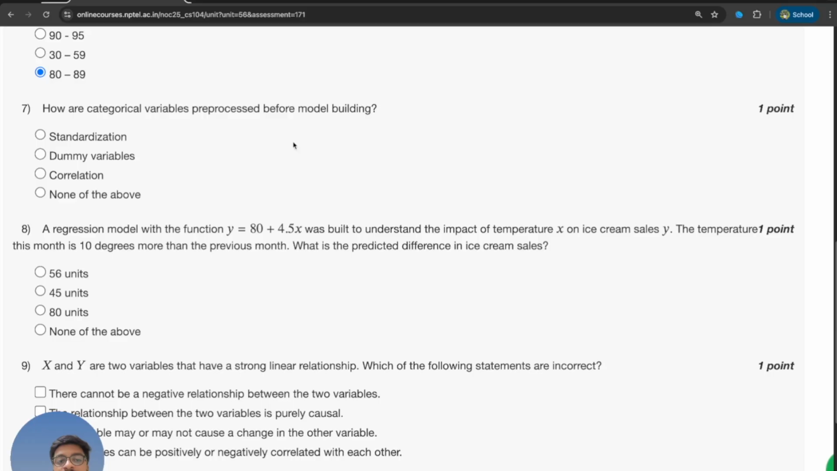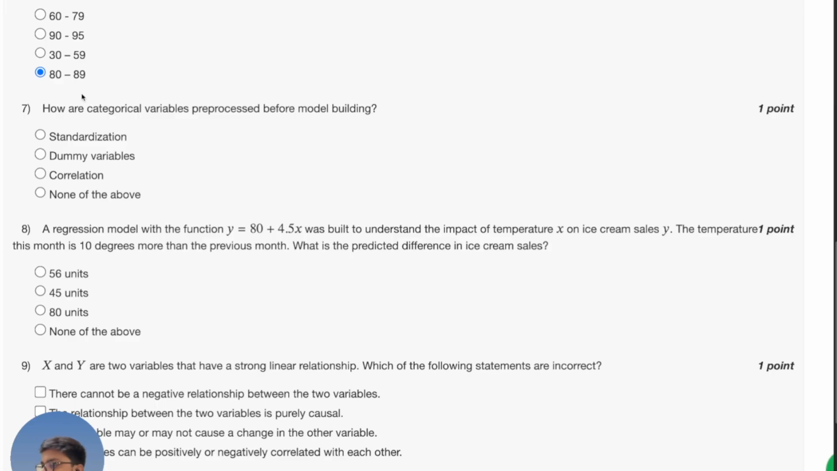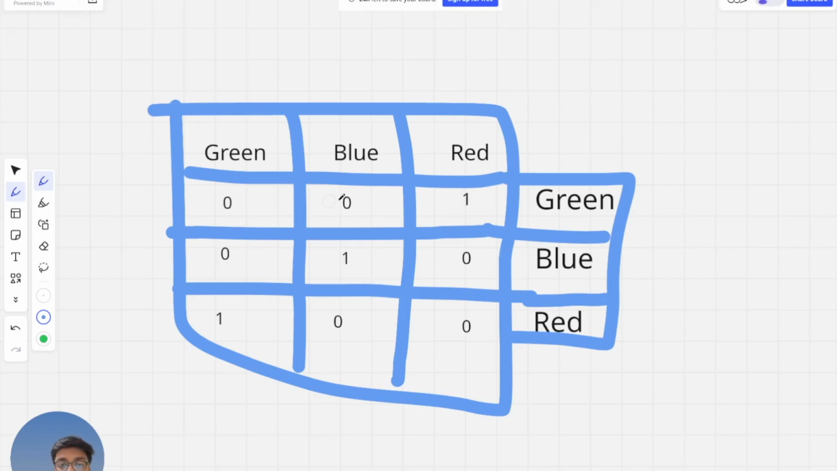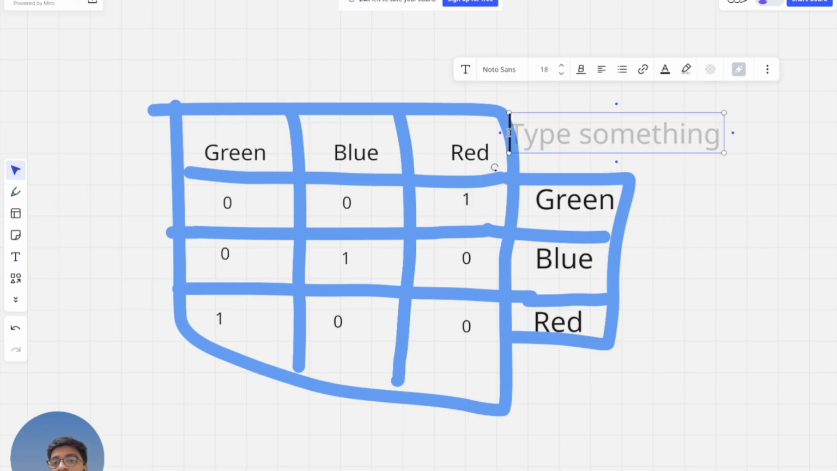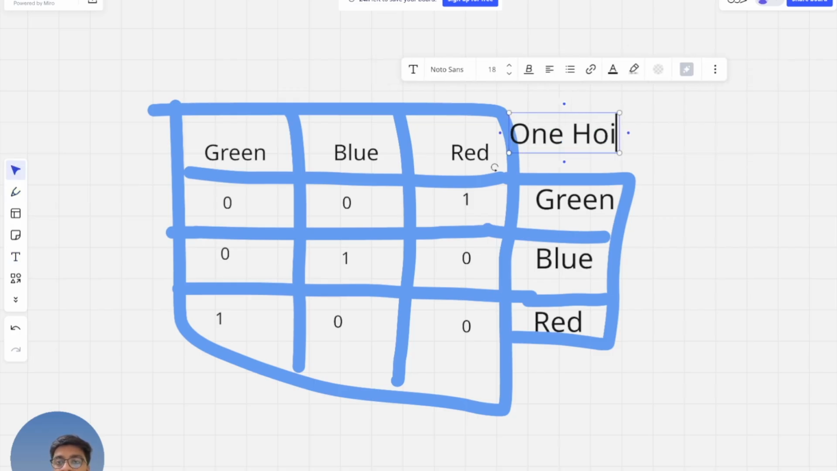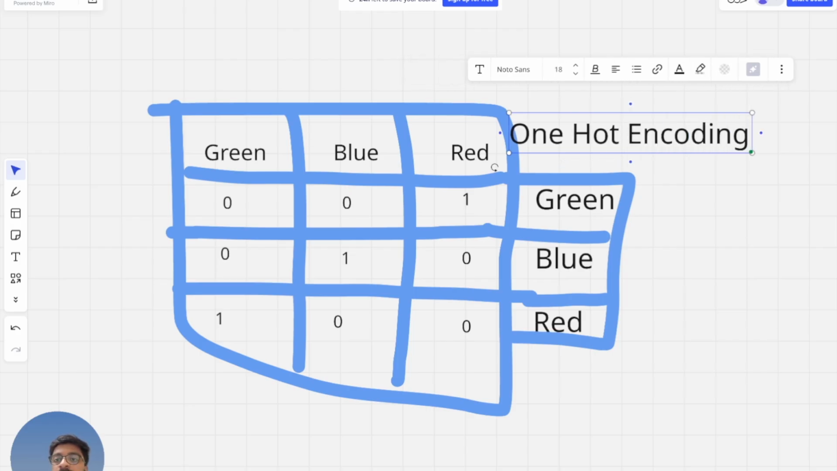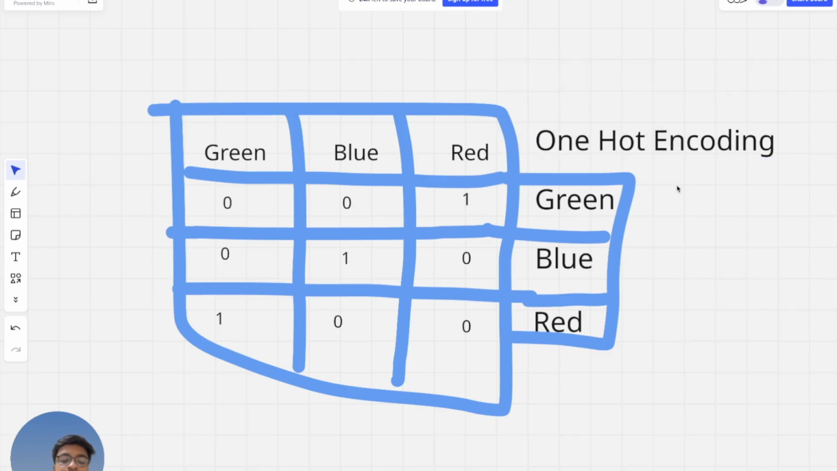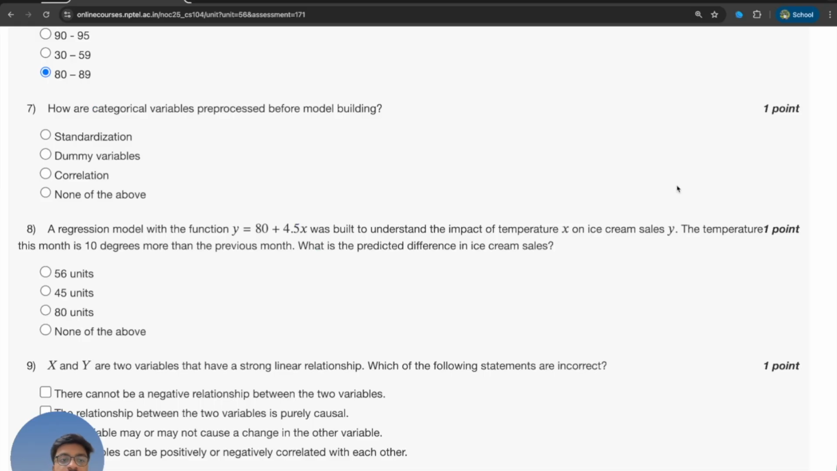Okay, now let's move to the question. What do we need to do? The correct methodology: dummy variable, one hot encoding. The one thing which we have done over here is called one hot encoding. No boys and girls, this is called one hot encoding. Pronounce it correctly, okay?